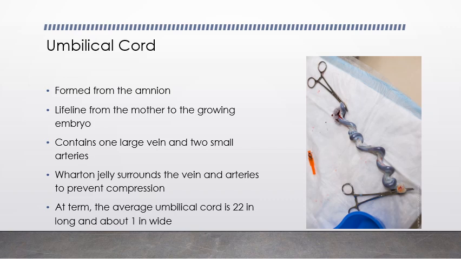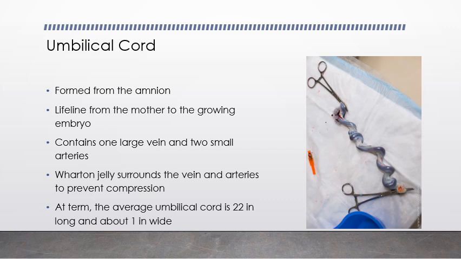On this slide, you can see the picture of an umbilical cord, and it's the lifeline from the mom to the growing embryo and fetus. It contains 1 large vein and 2 small arteries, and you learned about that in one of the first lectures this semester. There's cushion that surrounds the vein and the arteries, and that's called Wharton's jelly, and that helps to prevent compression of those vessels. And at term, the average umbilical cord is about 22 inches long and about 1 inch wide.